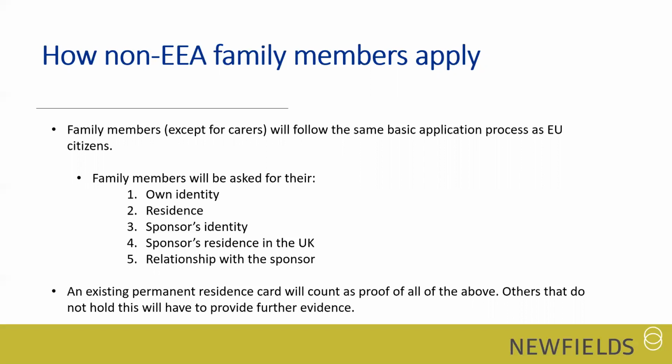The family members will be asked to identify their own residency, their own identity, and that of their sponsor and their sponsor's residency. Again, if their sponsor has already applied for the EU settlement scheme or is waiting on an outcome on that application, they will have evidenced their identity and their residency as the EU sponsor. So by supplying the reference number for the EU sponsor to the family member, they can link up the applications.